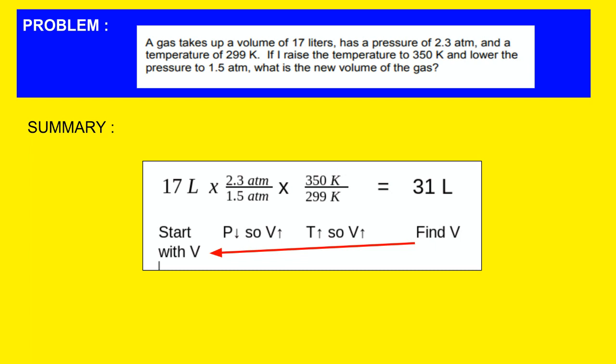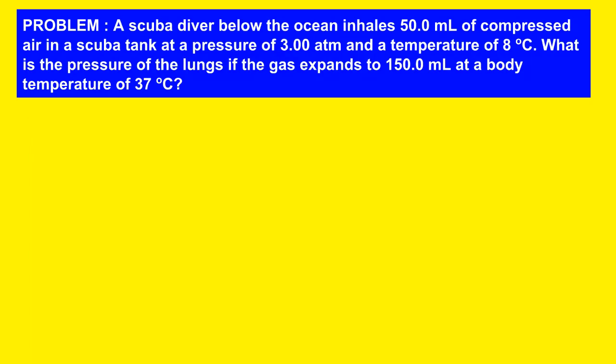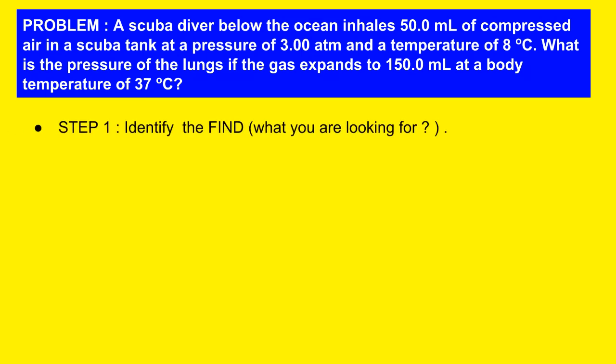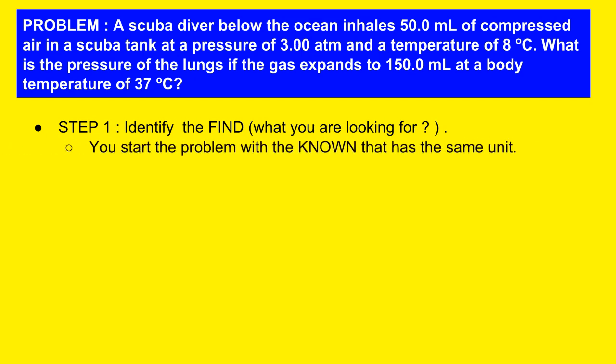Let's try another problem. A scuba diver below the ocean inhales 50 milliliters of compressed air in a scuba tank at a pressure of 3.00 atmospheres and a temperature of 8 degrees Celsius. What is the pressure of the lungs if the gas expands to 150.0 milliliters at a body temperature of 37 degrees Celsius? Once again, we identify the find, that is what we are looking for. You start the problem with a known that has the same unit. Our answer here is atmospheres, since we're trying to find the pressure. We'll start with the pressure.